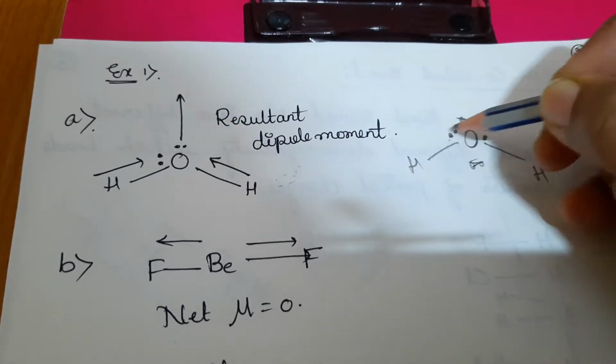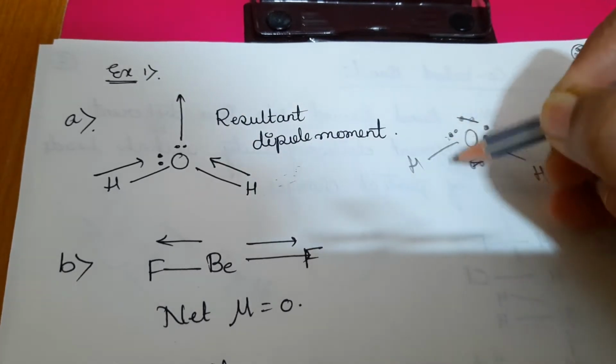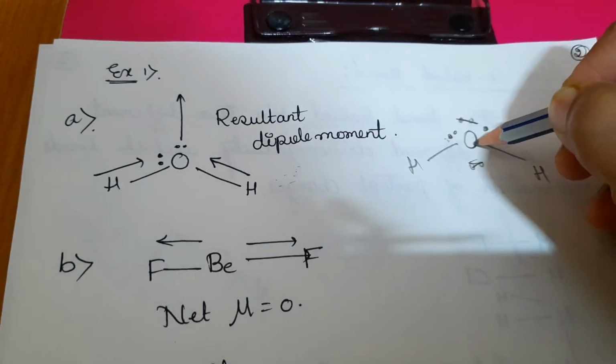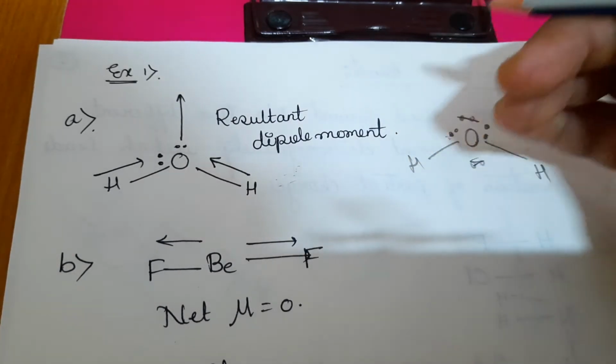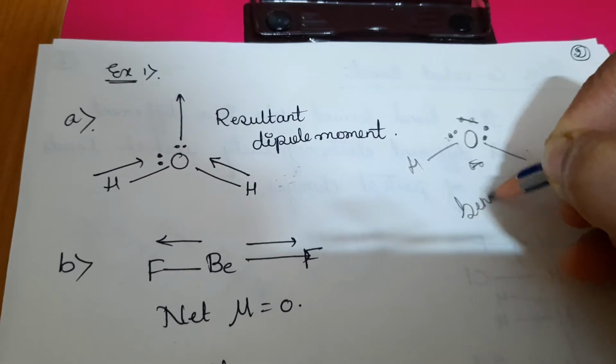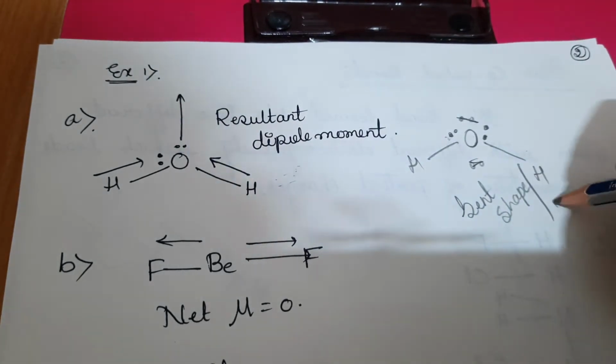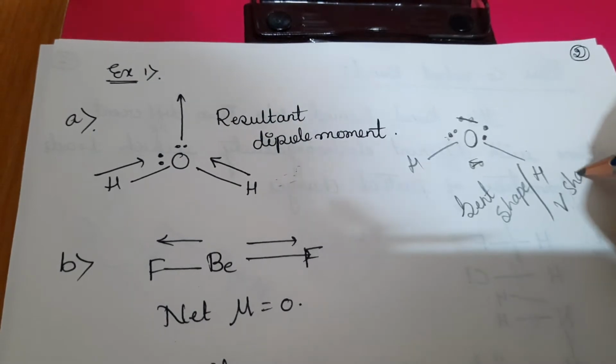Due to the electronegativity, the lone pairs of electrons which are present will repel the hydrogen atoms away from the oxygen. So they are slightly bent towards each other, and we obtain a bent shape, or V shape, for a water molecule. We can also say it as V shape.